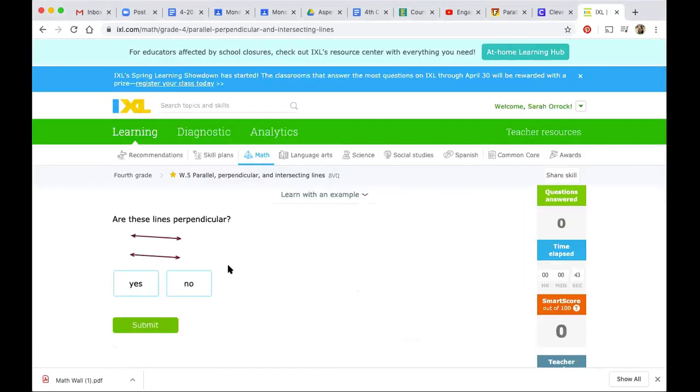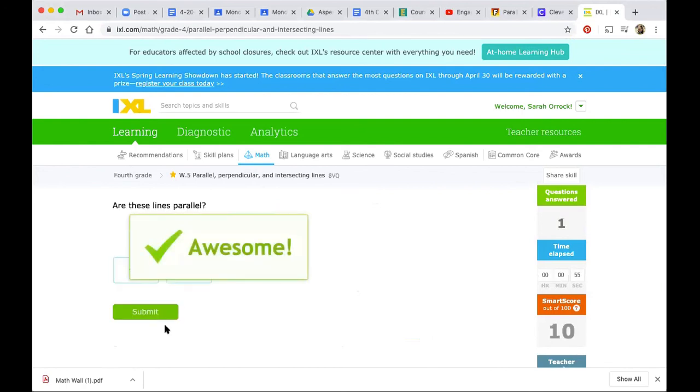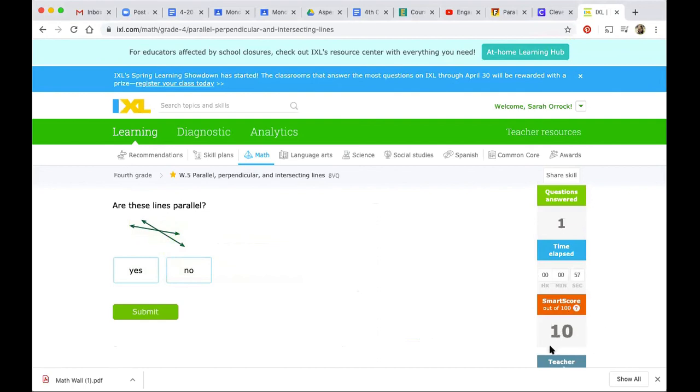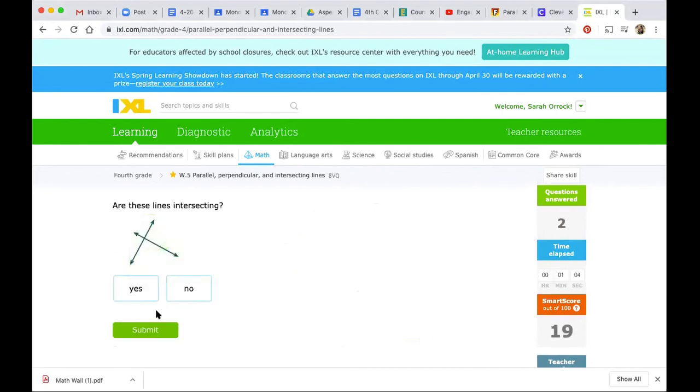Then back to practice. Now you're going to go through the IXL W5 lesson. Are these lines perpendicular? No, perpendicular must cross. Okay, and submit. Awesome. Your goal is to get a SMART score of 85 or higher. Are these lines parallel? No, they cross. Wonderful. Are these lines intersecting? Remember, intersecting means coming together and crossing. Yes, they are intersecting. And keep going. All right, there's your example for that.